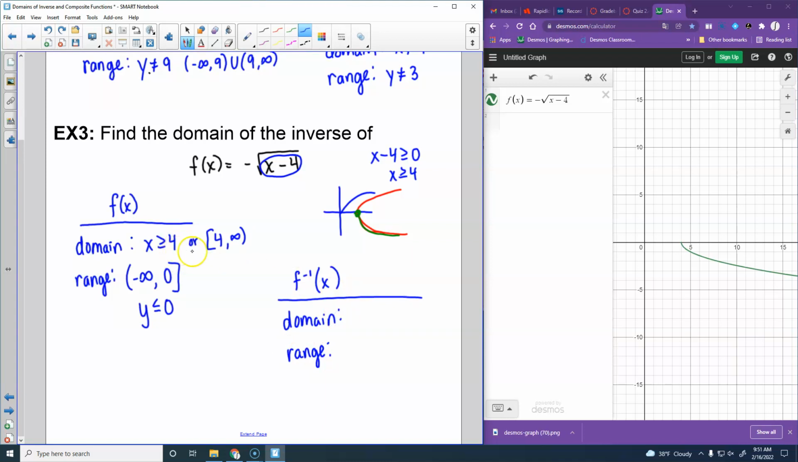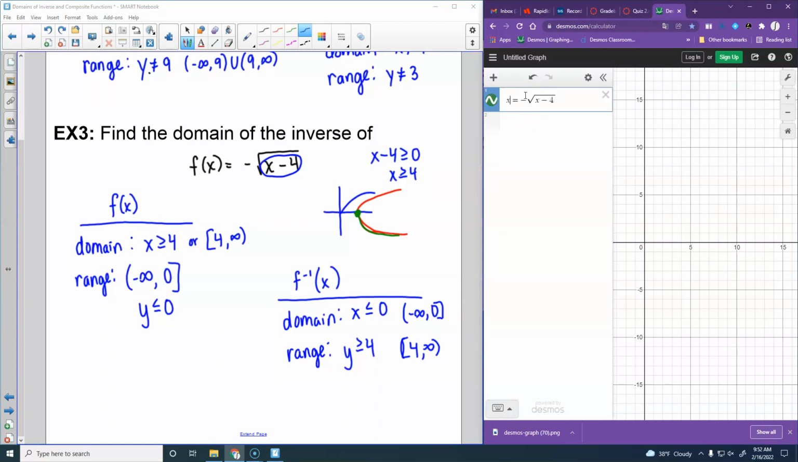So domain is now going to be x is less than or equal to 0. And range is going to be y is greater than or equal to 4. Or we could write negative infinity to 0. Or we could write 4 to infinity here. And on Desmos, you can check it with your graph too, if it's on the Desmos section.